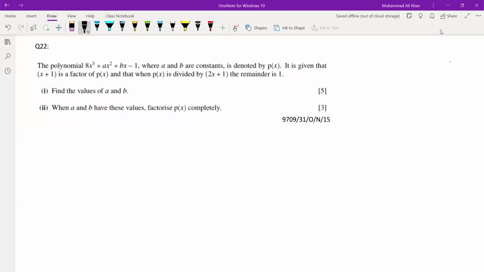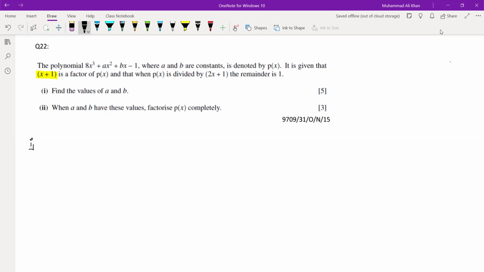Now, question number 22, October/November 2015, paper 3-1. The question is a polynomial, denoted by p(x). It is given that x plus 1 is a factor, and that when p(x) is divided by 2x plus 1, the remainder is 1. Find the value of a and b. The two conditions are here, and we have to make two equations so that we can get the value of a and b.